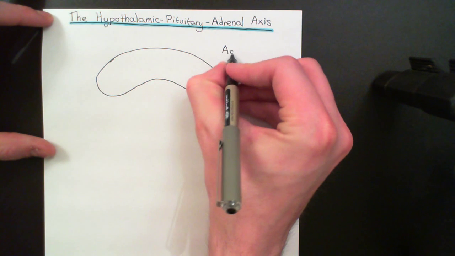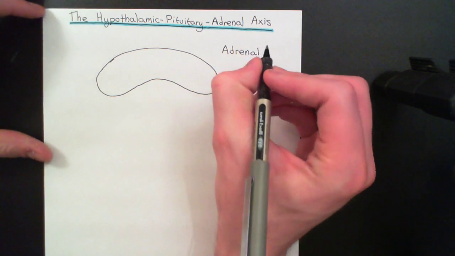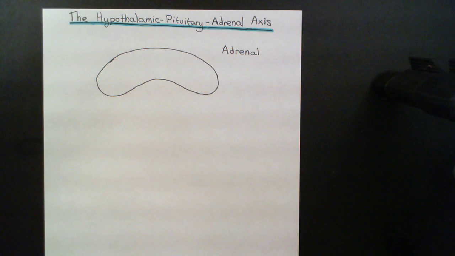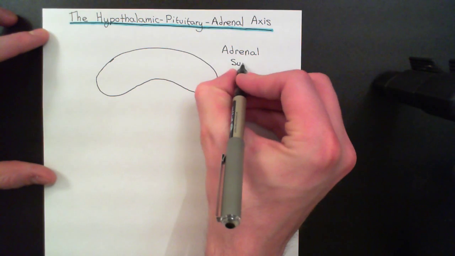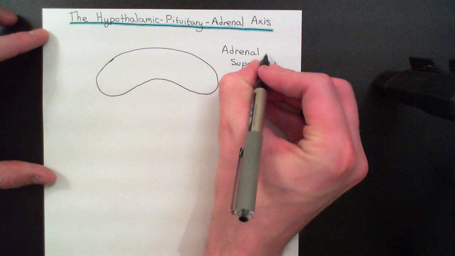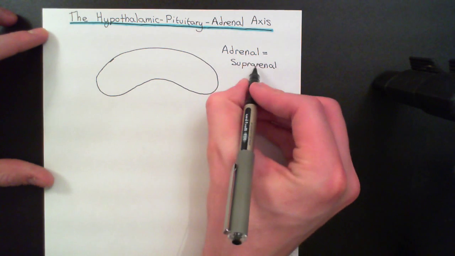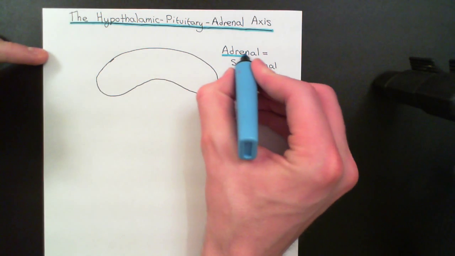This is my picture of an adrenal gland, and the adrenal glands were previously called the suprarenal glands, and you might still hear some people referring to them as the suprarenal glands, and I'll just put this here as well. You might hear them called the suprarenal glands, and that reflects the fact that they are above the kidneys. Okay, so adrenal glands or suprarenal glands.